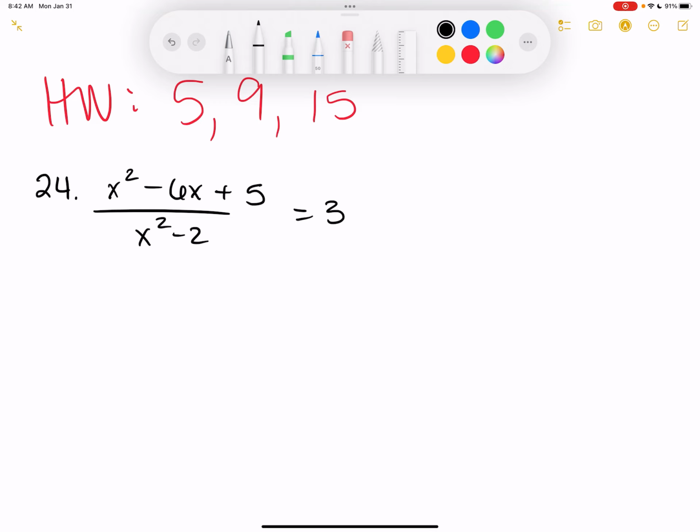Wait, I forgot to write the number next to it. Hold on. Couldn't you just multiply by the denominator? When in doubt, just do that.